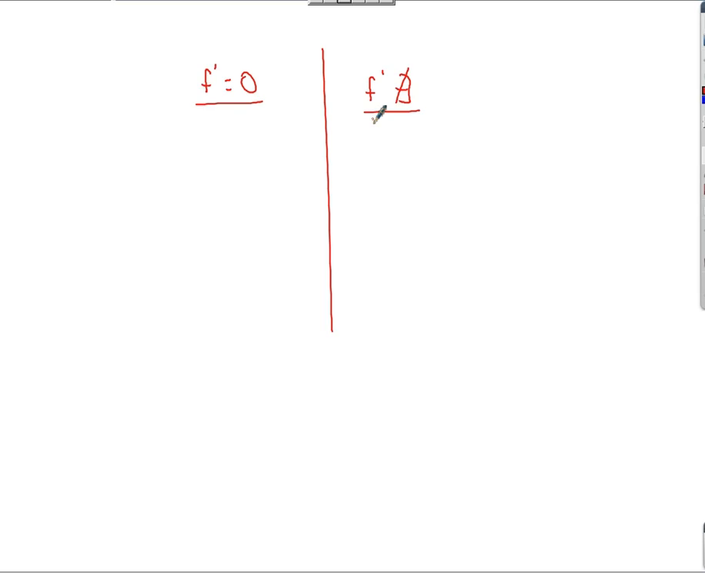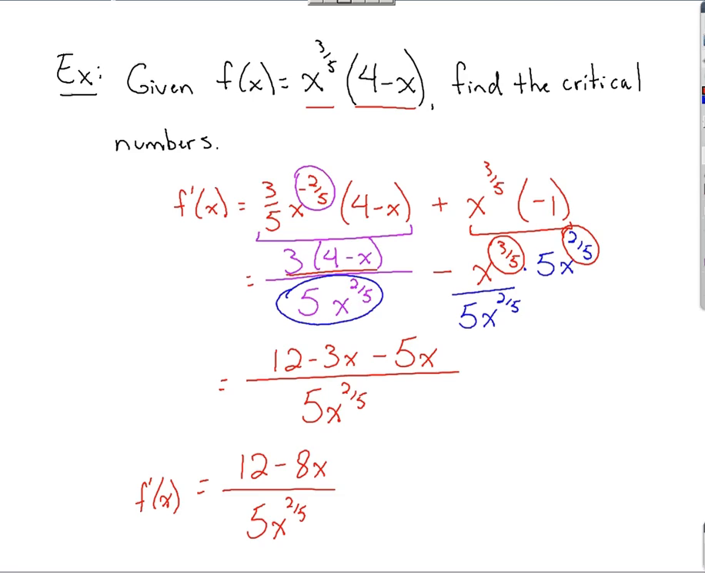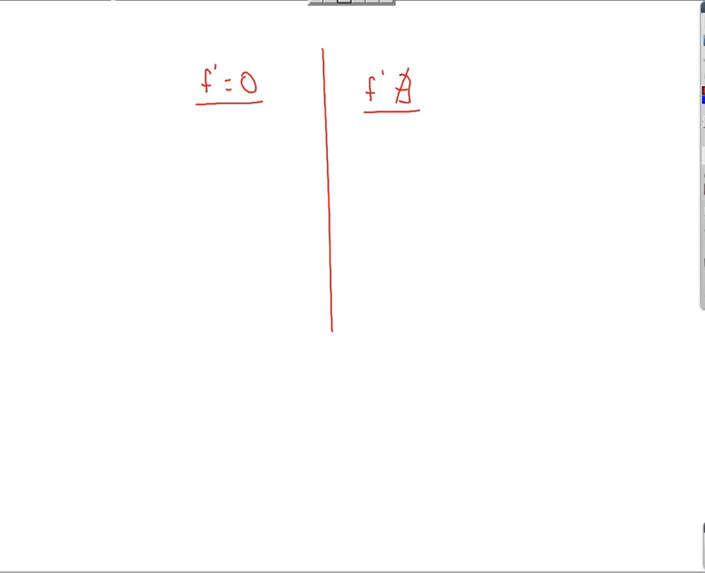Where f prime equals 0, since our derivative comes out to be this rational function, all we have to do is take our numerator, 12 minus 8x, set that equal to 0 and solve. If we do that, we've got negative 8x equal to negative 12. Divide by negative 8. Got 12 over 8 as the negatives cancel, so that's going to be what? 3 halves if you reduce. Potentially one critical number, 3 halves.